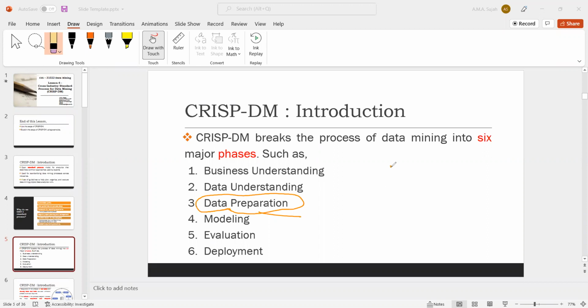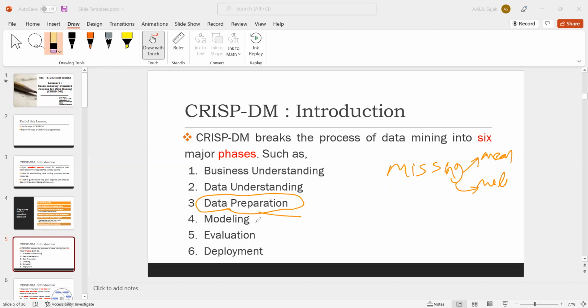Let's think, we have some missing values. How can you fill the missing values? By using mean or median. It depends on us. How can we remove outliers? Data transformation. These are called data pre-processing.